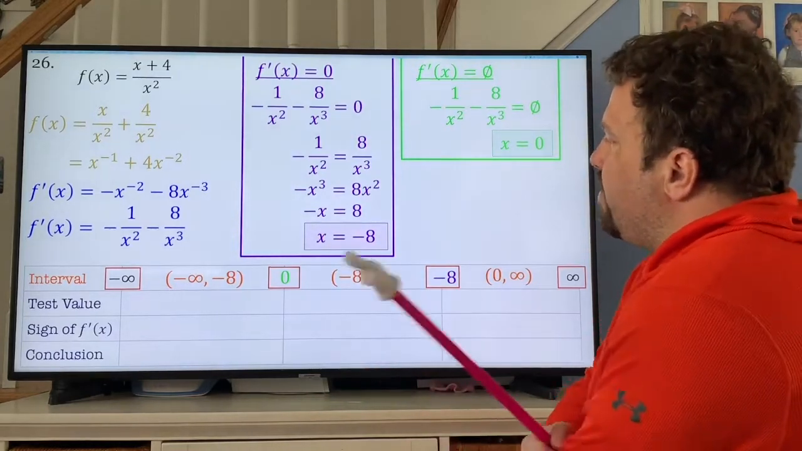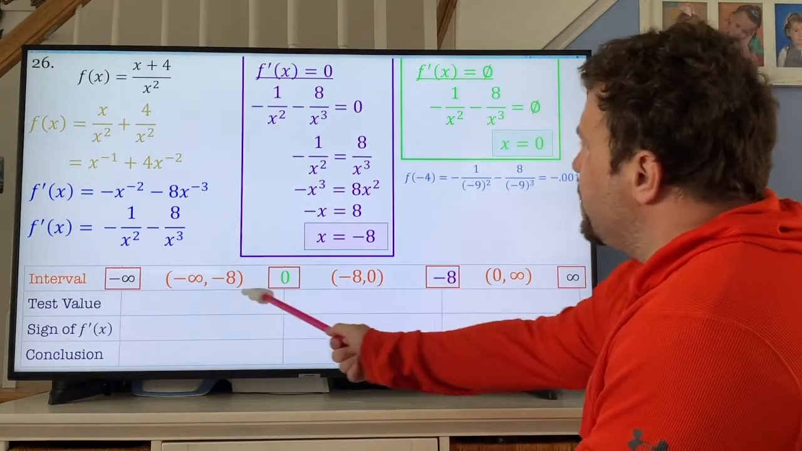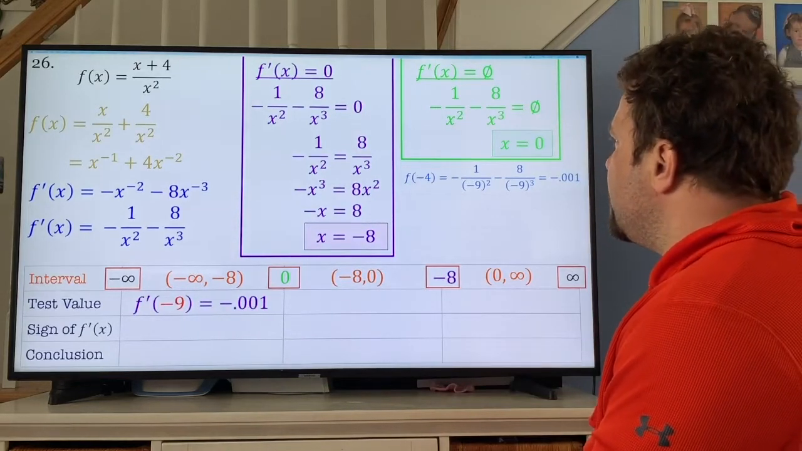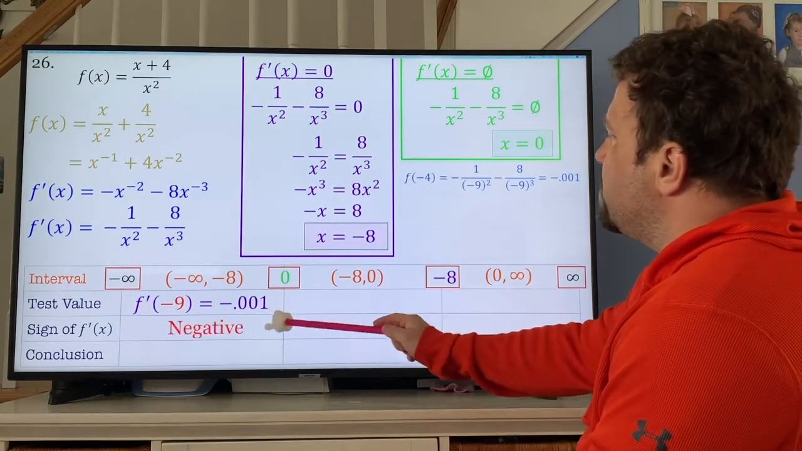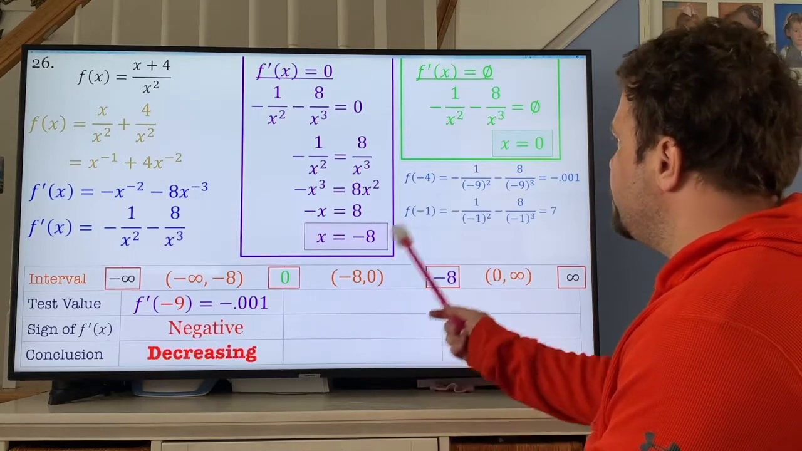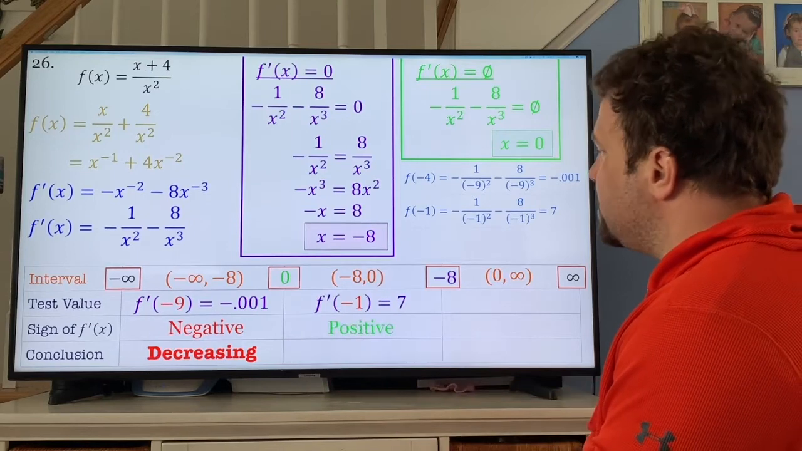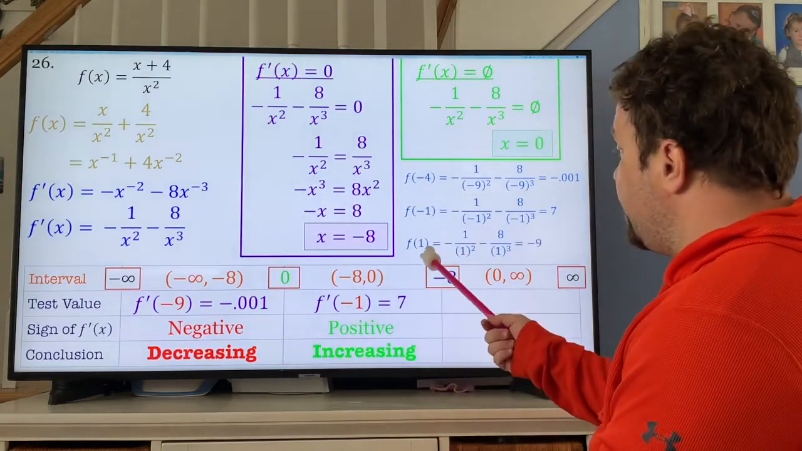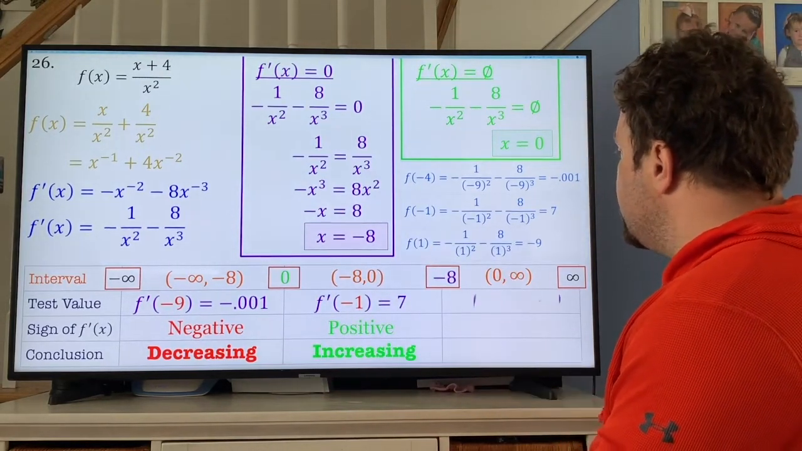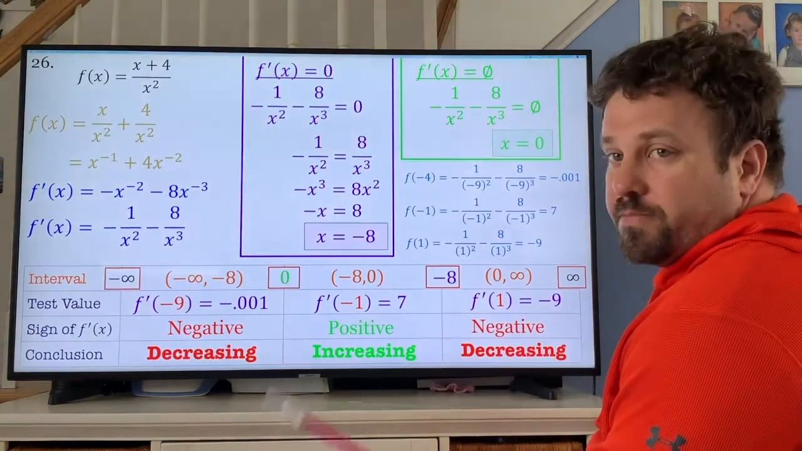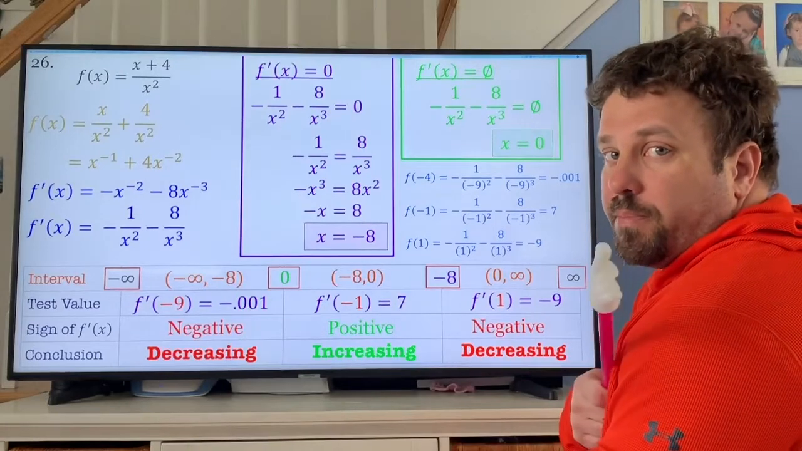Now picking negative 9 between these two numbers, sorry, how I said negative 4. You get negative 0.01, which is negative, which is decreasing. Negative 1 between these two, you get 7, which is a positive number, which is increasing. And then if you pick something like 1 between these two, you get a negative number, which is decreasing. All right, are we good?